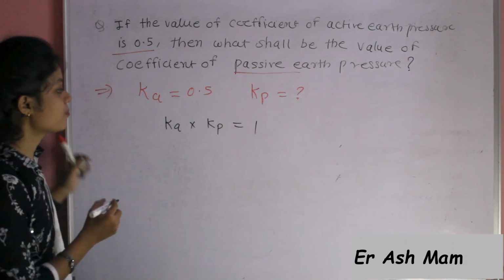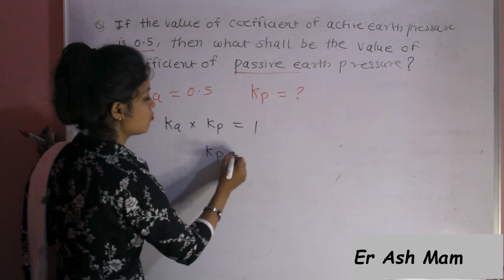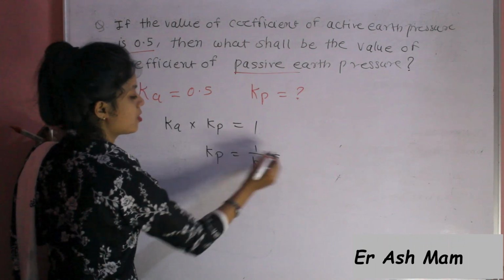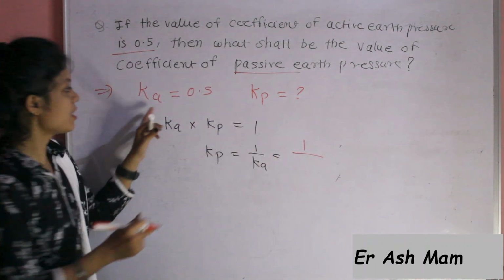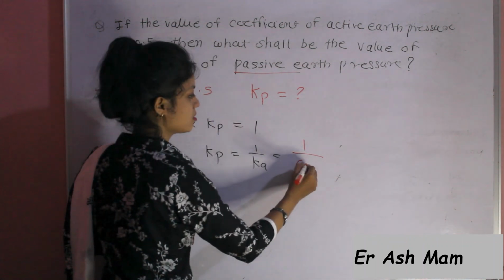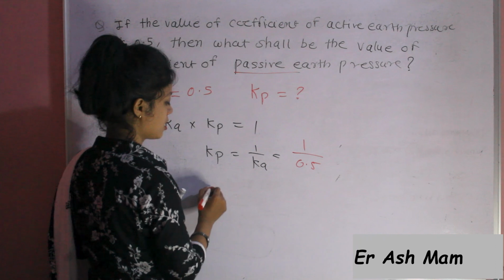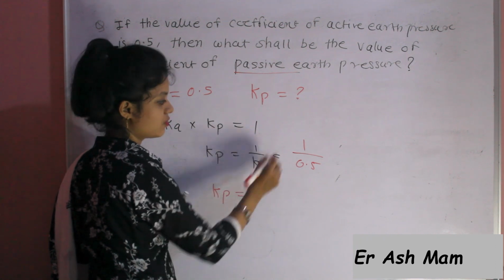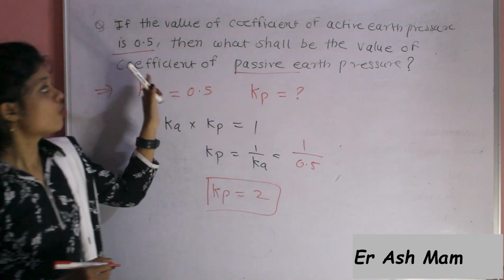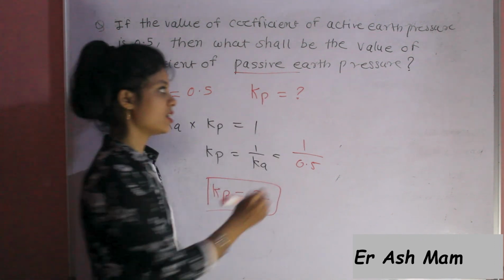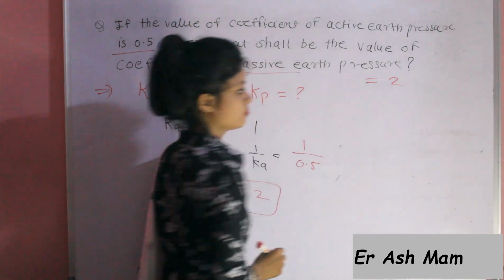Product of coefficient of active earth pressure and coefficient of passive earth pressure equal to 1. Okay. Therefore, Kp equal to 1 upon Ka. Coefficient of active earth pressure is 0.5 given. Therefore, coefficient of passive earth pressure 1 upon 0.5, that is 2. Kp equal to 2. Therefore, coefficient of passive earth pressure equal to 2.